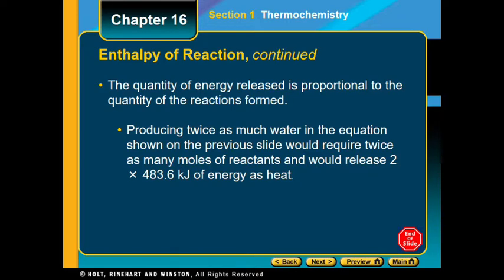The quantity of energy released is proportional to the quantity of products that are formed. So if you produce twice as much water in the equation that was shown on the previous slide, it requires twice as many moles of reactants, and would release 2 times 483.6 kilojoules of energy as heat.